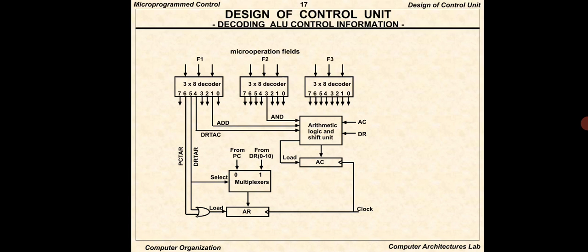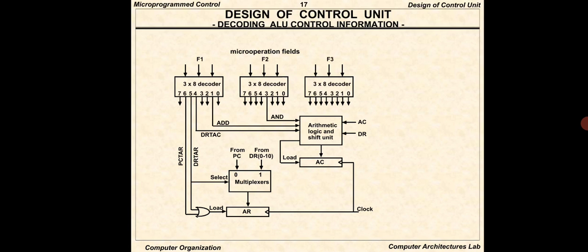Now we will be having a multiplexer over here. This takes input from the program counter or from the data register, 0 to 10 bits, and the selection bits you are going to get from your decoder. If you remember, there are micro operations like the data register value being moved to the address register, and the program counter value being moved to the address register. This will be done by using this multiplexer block, which transfers the data to the address register from the program counter or data register.